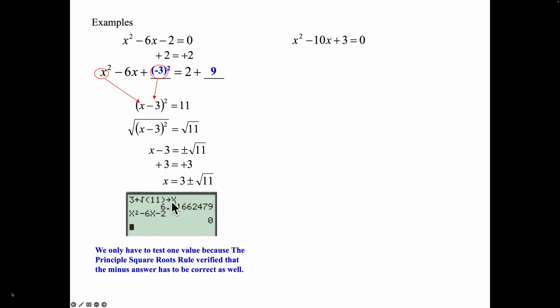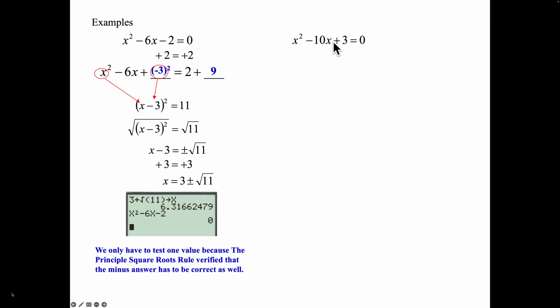And again, I have a calculator check. Here's the older version calculator. Before, in the last section, I showed you with the newer calculator. If you have an older one, it looks like this. 3 plus the square root, you hit the parentheses, you got to put in the 11, close the parentheses, store for x. But again, you type in the left-hand side, it equals 0. You only have to test one. If one works, the other one works as well.